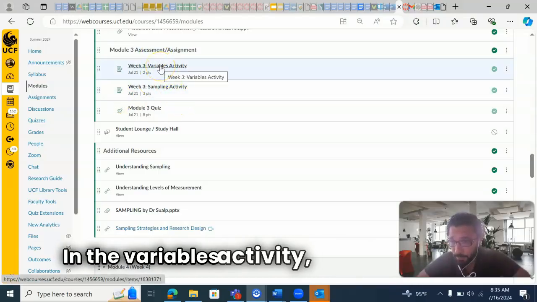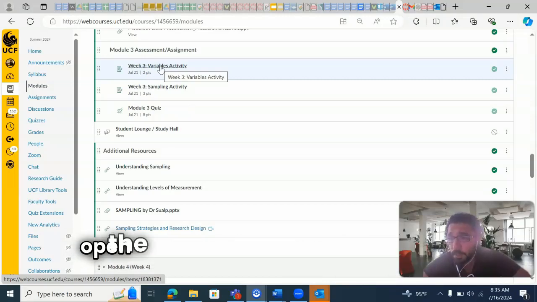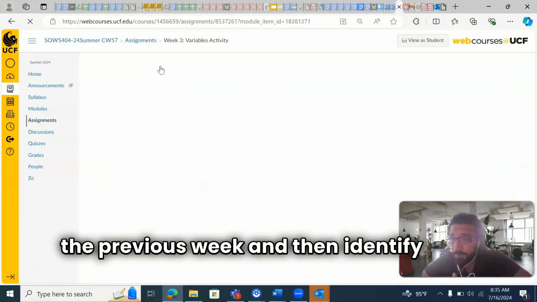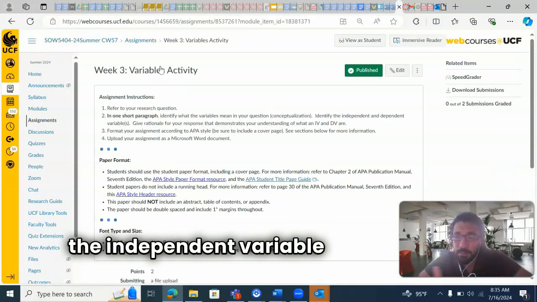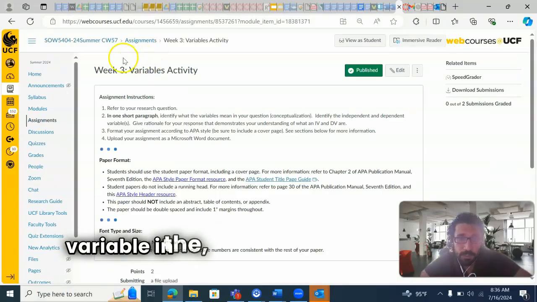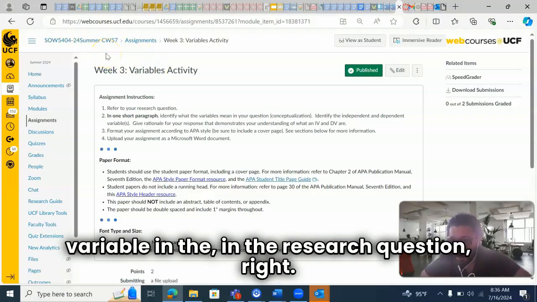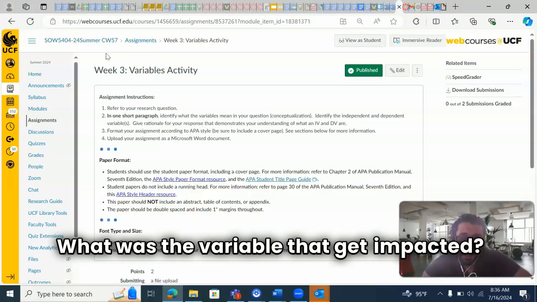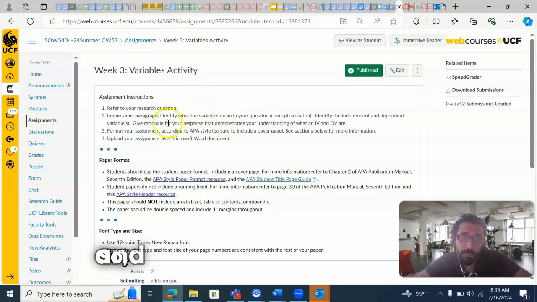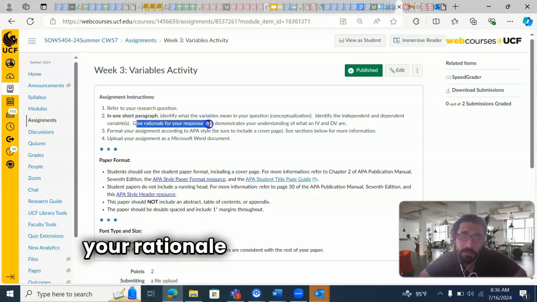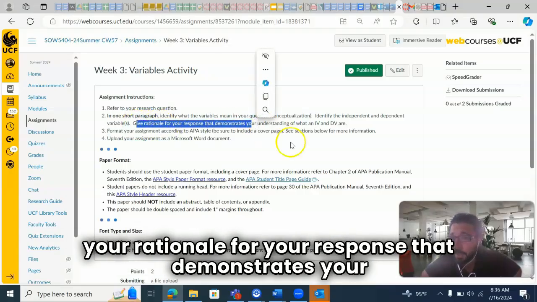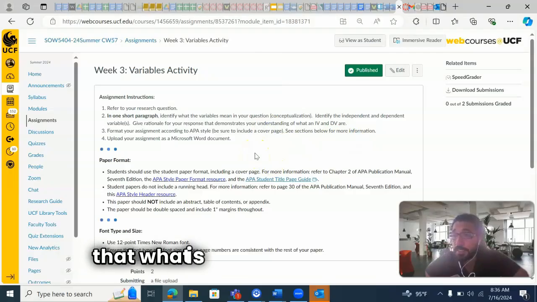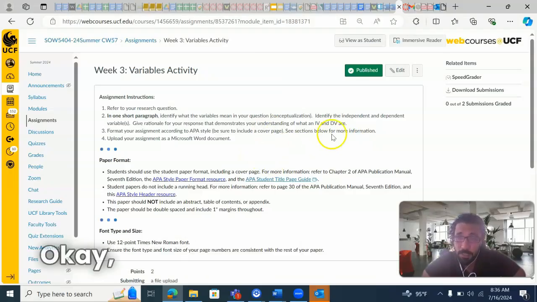In the variables activity, you are going to open the research questions that you posted in the previous week and then identify what was the independent variable and what was the dependent variable in the research question, right? What was the variable that made the impact? What was the variable that gets impacted, right? And then you are going to give your rationale for your response that demonstrates your understanding of IV and DV, that you know what is independent variable, what is dependent variable, okay?